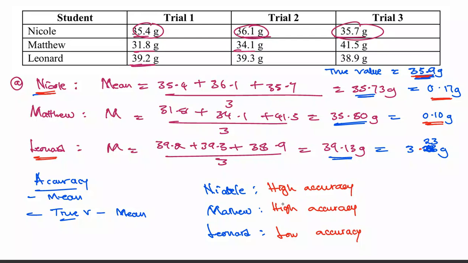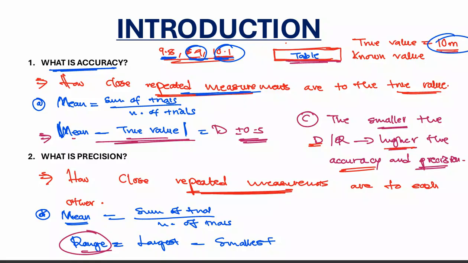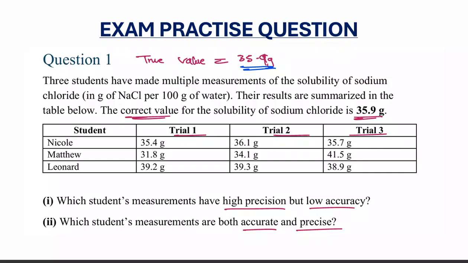So after that, now we can go and talk about the precision of these three guys. How do we find the precision? When it comes to precision, you subtract. Let me remind you here. When you are dealing with precision, you don't find the difference between the mean and the true value, that is for accuracy. But when you are dealing with precision, you find the range. You subtract the smallest from the largest value among the trials that you have been given.